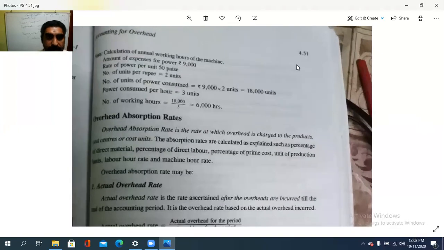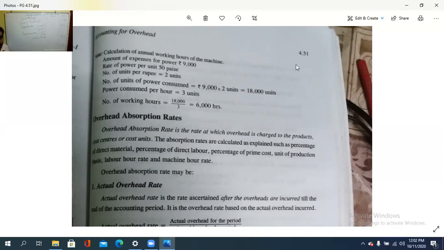Yes, number of working hours. Here there is a calculation. See, calculation of the annual working hours of the machine. Amount of expenses for the power, it is 9,000. Rate of the power, it is 0.50 per paise. Number of units per rupee, it is 2 units. Then number of units of power consumed is 9,000 into 2, 18,000 units. Power consumed per hour is 3 units. So number of working hours, 18,000 divided by 3, that is 6,000 per hour.